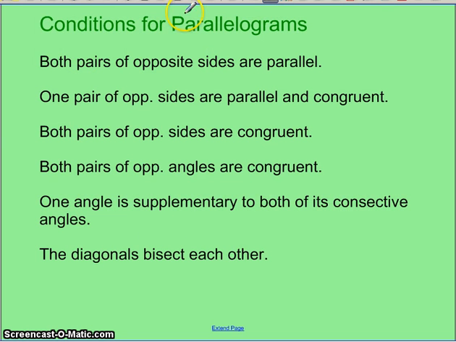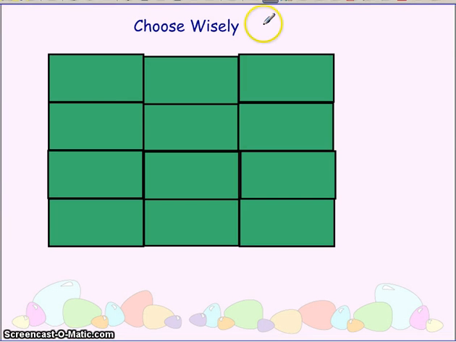Alright, there's a little summary for you over the conditions that would prove that it's a parallelogram. And looks like we're going to wrap this up.